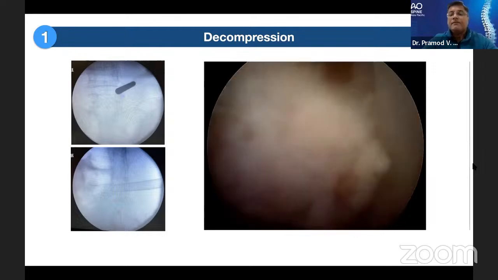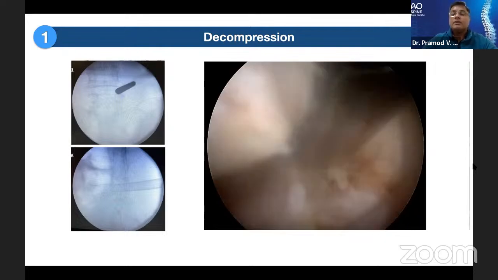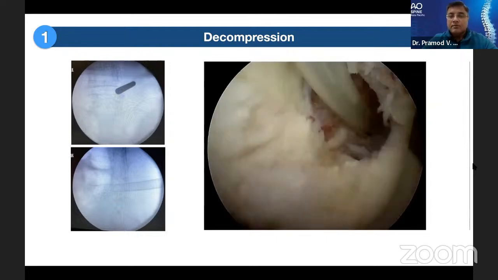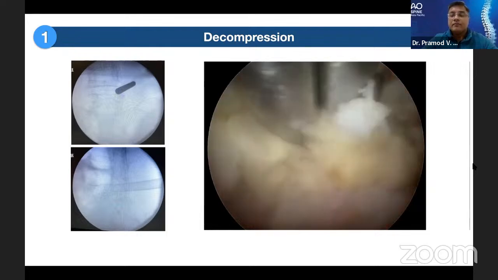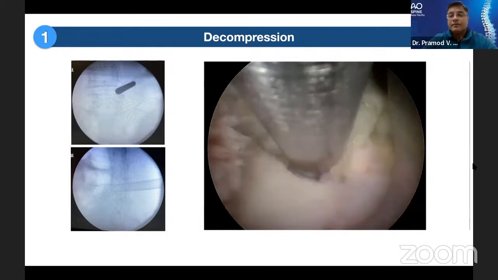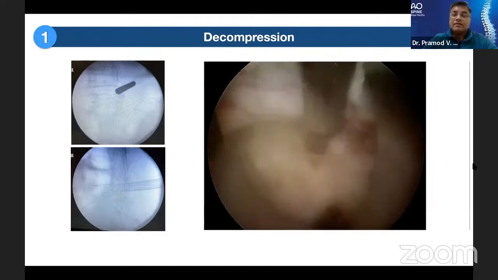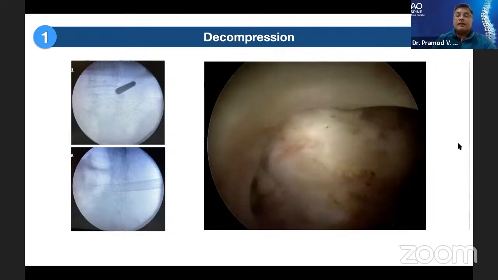You see that I've not used any drill in this case, just to preserve as much bone as possible so that it can be used for bone grafting. So that was the entire facet which was removed. This is the hypertrophied flavum, to visualize the exiting and the traversing nerve root. That's the traversing nerve root. That's the disc space. You just rotate the working channel and there you land directly on the disc space.